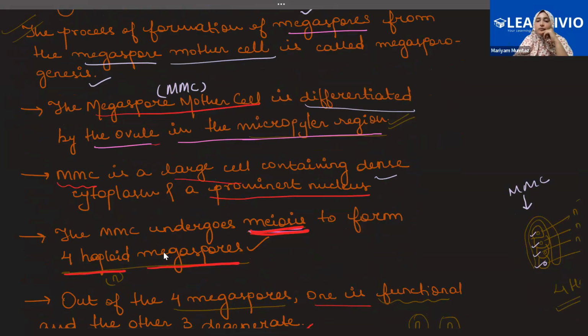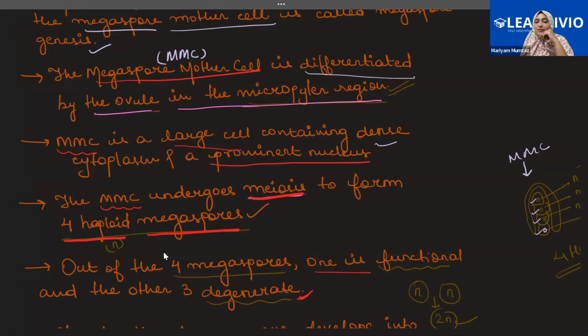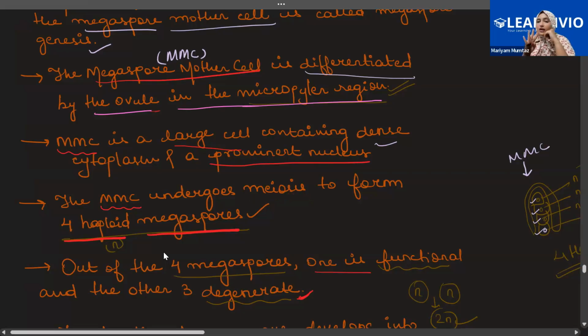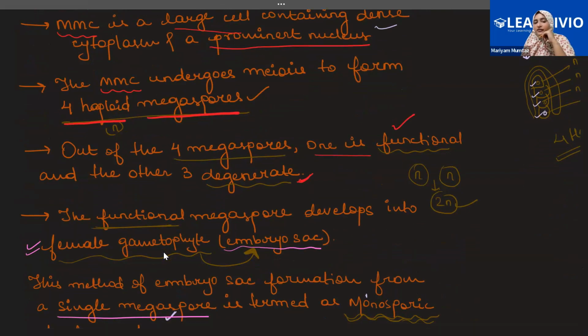Okay. Now, what happens is that the megaspore mother cell starts to undergo the process of meiosis to form haploid megaspores. Four haploid megaspores are formed. Now, out of the four, three of them are useless. They degenerate and only one is functional. And the functional megaspore develops into the female gametophyte, that is the embryo sac.